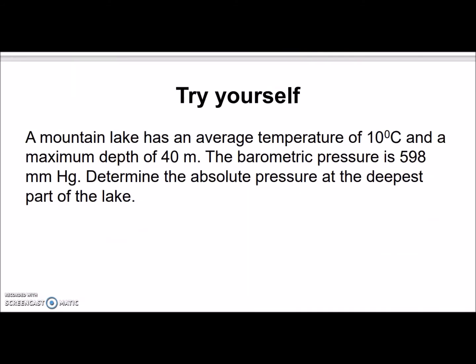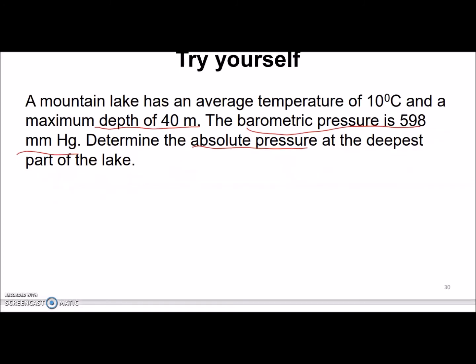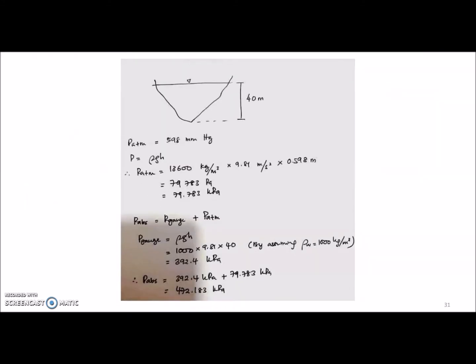Another example. A mountain lake has an average temperature of 10 degrees Celsius and the depth is 40 meter. And this is the reading of atmospheric pressure in millimeter of mercury. We need to find the absolute pressure at the bottom of the lake. Okay, this is the lake. The depth is 40 meter and the atmospheric reading is in mercury.